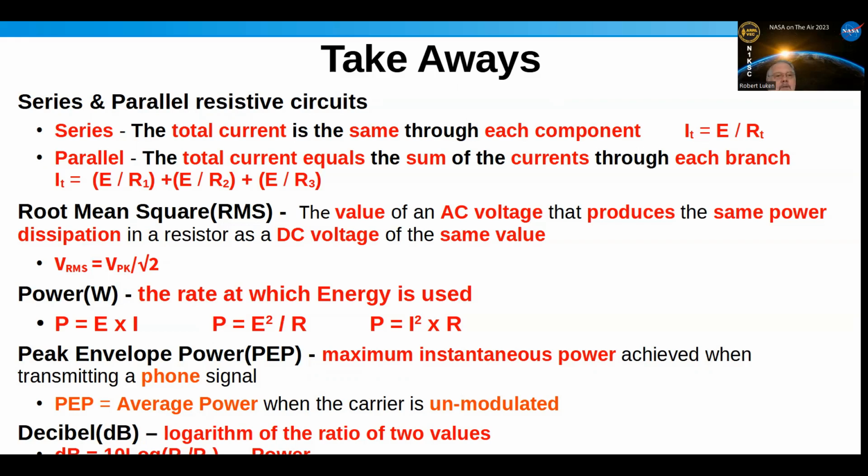So, what did we learn? Series and parallel resistive circuits. In series, the total current is the same through each component. In parallel, the total current equals the sum of the current through all of the legs, branches. We learned that the root mean square of a sine wave is the value of an AC voltage that produces the same power dissipation as a DC voltage of the same value. So 120 volts RMS would be the same power into a load as 120 volts DC.